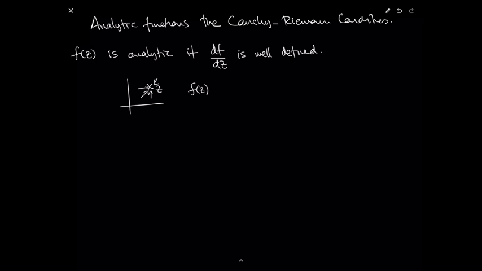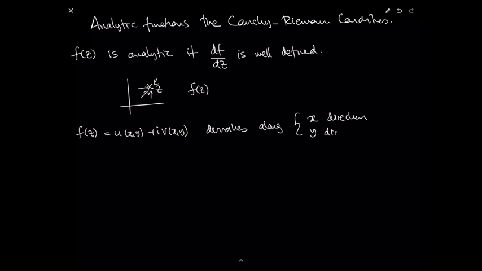So let's simplify this a bit and let's consider two different directions, okay? Let's consider taking f of z, and we can write it out in terms of its components, and let's take derivatives along the x direction and the y direction. So let's do this explicitly.